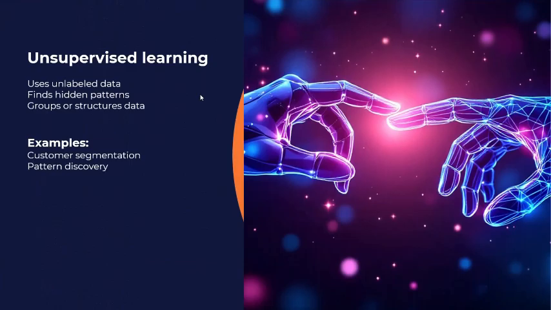Then we have unsupervised learning. In this case, it uses unlabeled data, and finds hidden patterns, groups or structure in data. For instance, we see this being used a lot in areas like customer segmentation and pattern discovery. So with that understanding of the types of machine learning, let us go ahead.